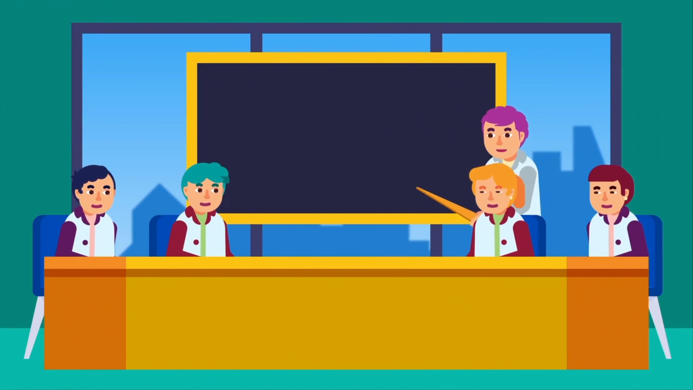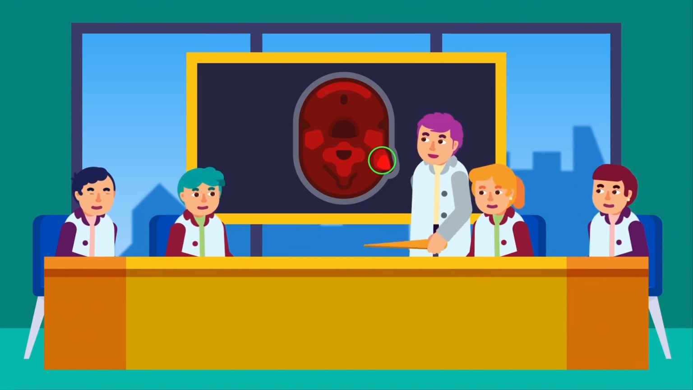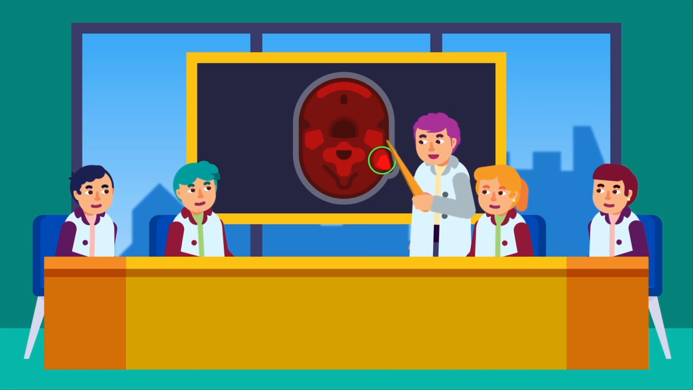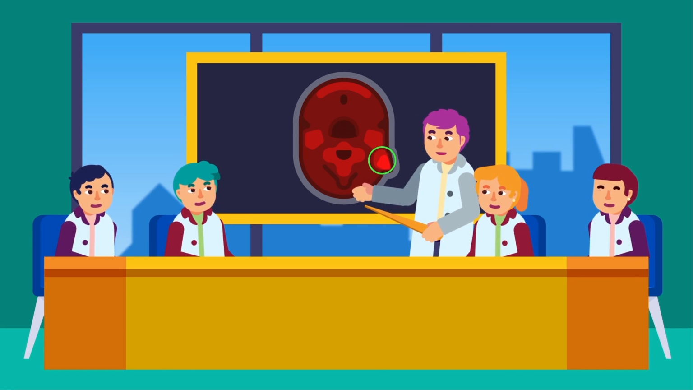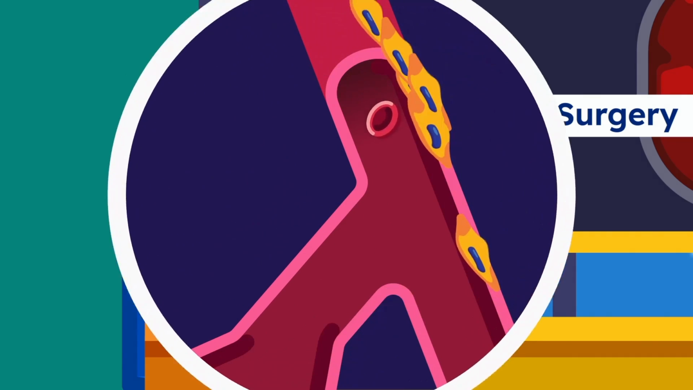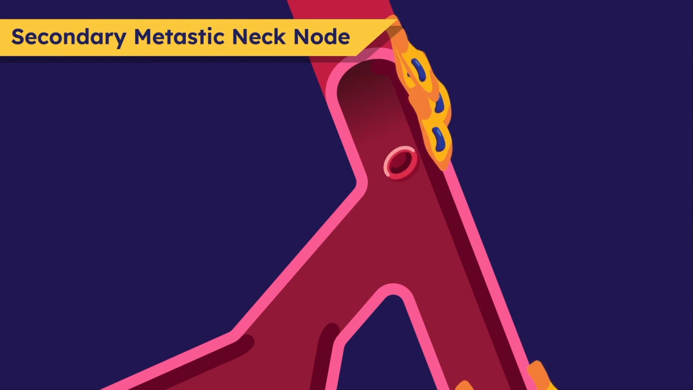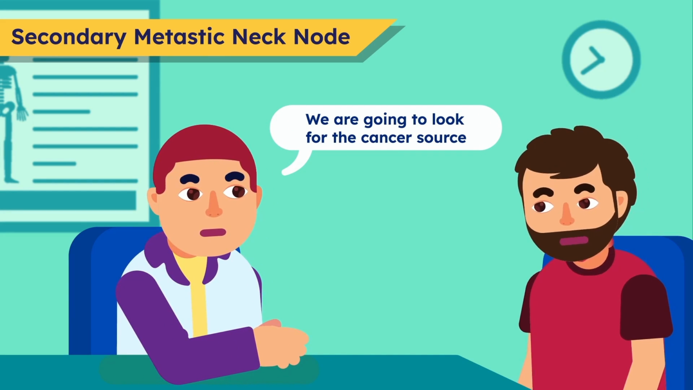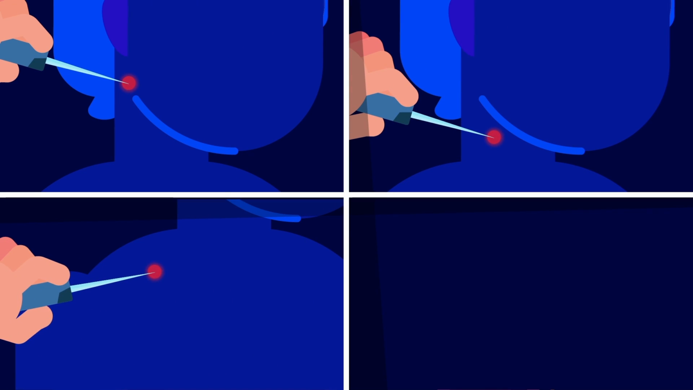Cancer cases should be discussed in multidisciplinary team meetings, MDTM, to decide the appropriate management option for that patient. Treatment options could include surgery, chemotherapy, radiotherapy, or a combination of all three. In the case of secondary metastatic neck nodes, some further workup is required, including random biopsies from certain areas of the upper aerodigestive tract in search of the primary cancer site.